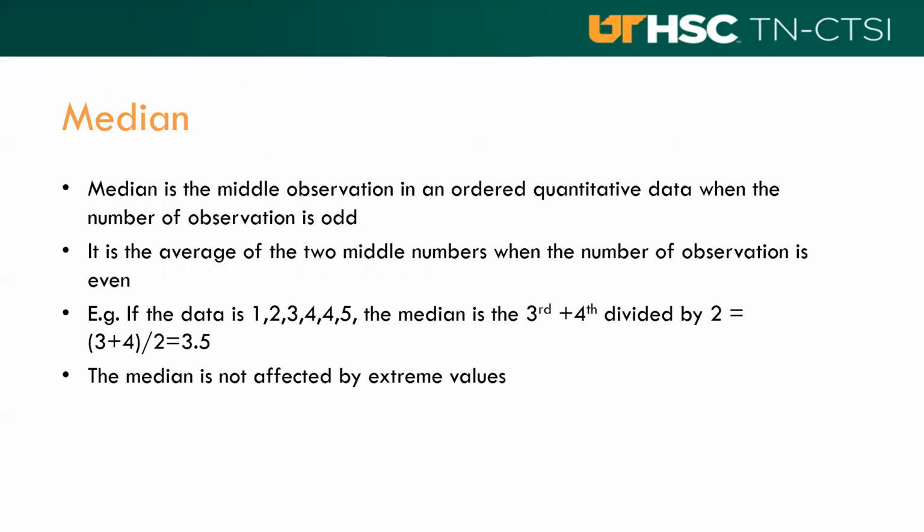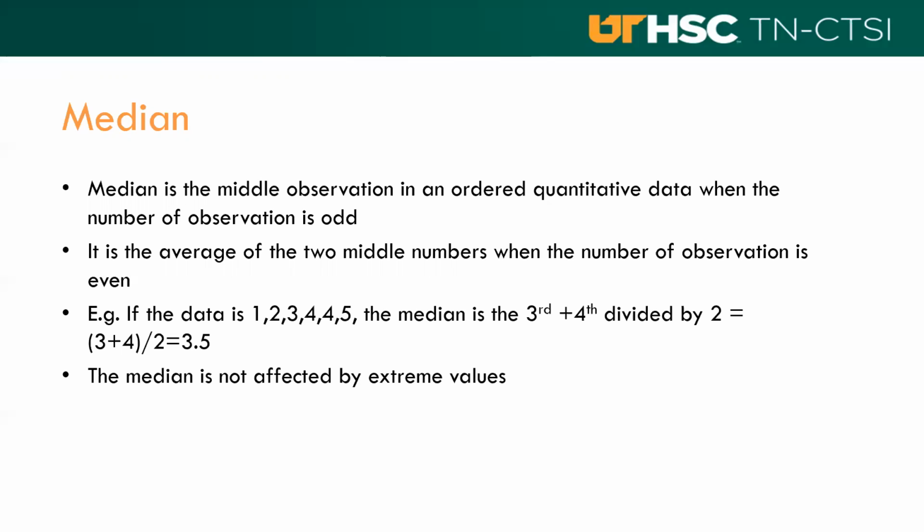The median is another measure of central tendency, at the middle of observation in an ordered quantitative data when the number of observations is odd. So when we have an odd number of observations, say the number of participants is 21 or 25 or 27, it's not divisible by 2. That is what we mean by odd. So when the number of observations is odd, the median is the middle observation in an ordered quantitative data. So ordering is very important, and the median is the middle one.